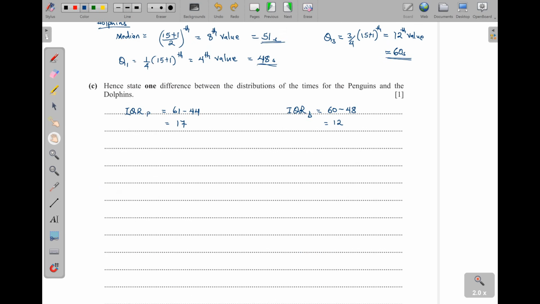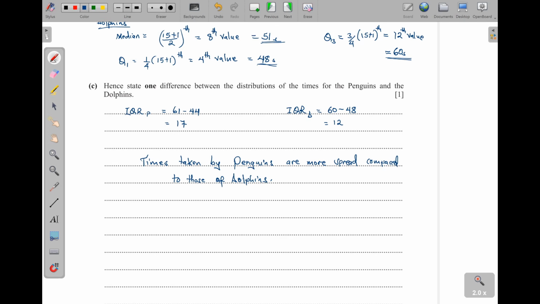So when I'm comparing, I will say, because this is about the times taken to swim, so times taken by penguins. The penguins are more spread. You can say are more spread, are more varied, okay, compared to those of dolphins.